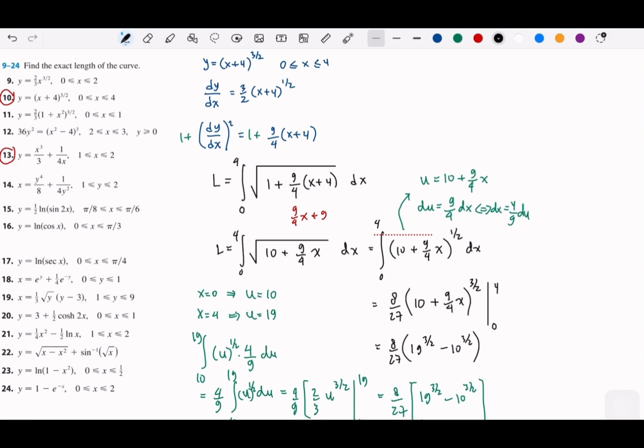So take integration from 10 to 19, and we get this: u to the half, multiplied by 4 over 9 du. I will factorize 4 over 9. And we have u with power of half, which we can integrate easily, right?